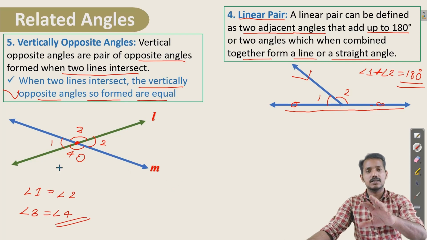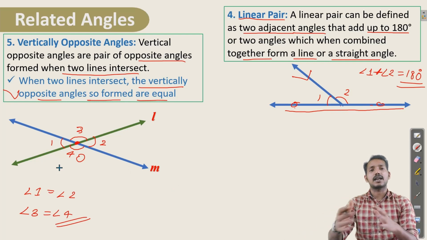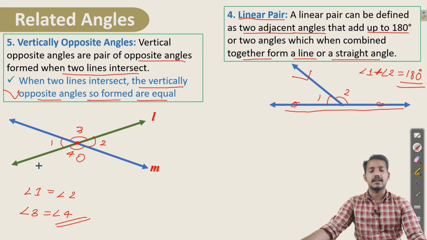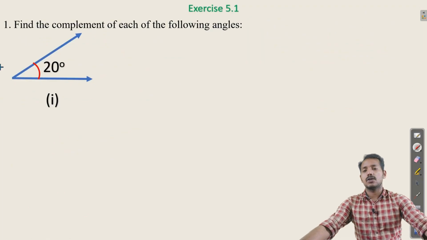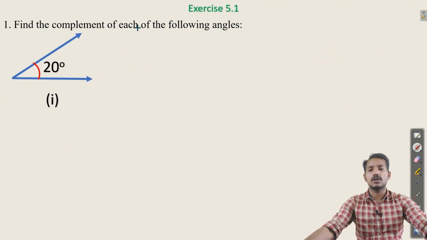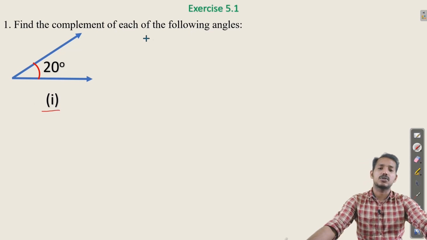Okay, so we have discussed the relationship between different types of angles. So these all are related angles. Now let's discuss some questions from exercise 5.1. Question number 1, option number 1 is: find the complement of each of the following angles. I am taking option number 1. Here the given angle is 20 degrees.